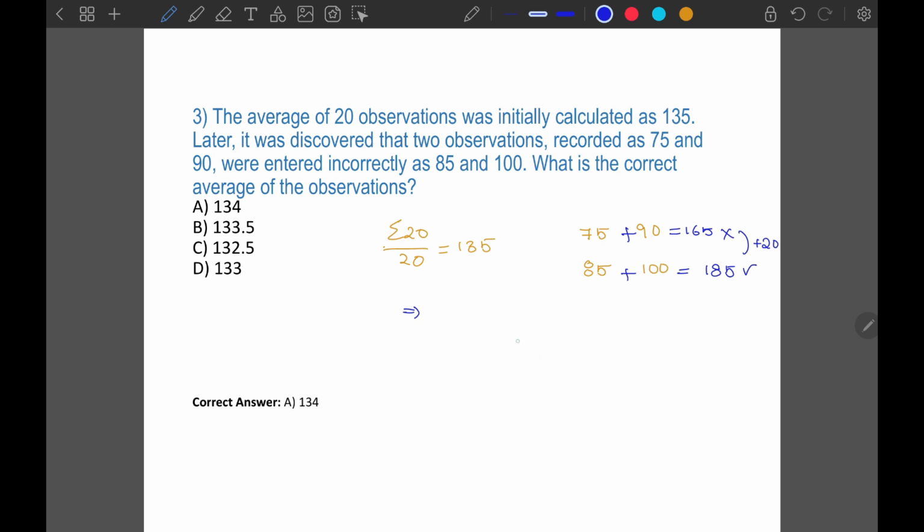Sorry, here this is the wrong value and this is the correct value. So the difference is actually minus 20. So 135 minus 20 by 20, which is equal to 134. Here the options are matching and the correct answer is 134.